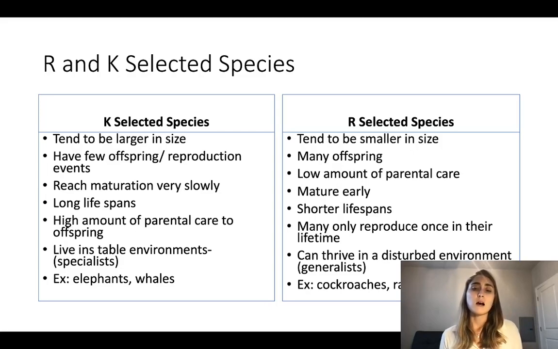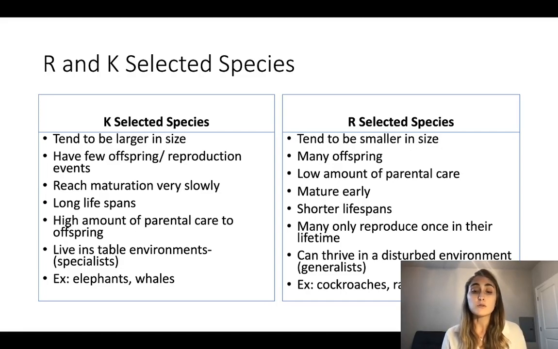And so I'm actually going to start on the right here. I'm going to talk with R-selected species, but it is a classification of a species, again, depending on their reproductive habits. R-selected species in general tend to be much smaller in size. They tend to have multiple offspring, low amounts of parental care. They tend to reach maturation very early. They have very short lifespans.